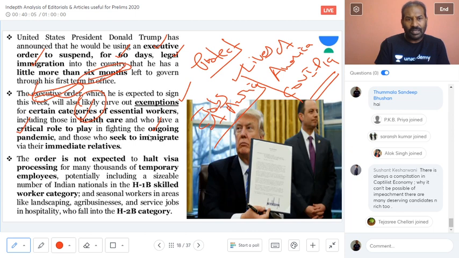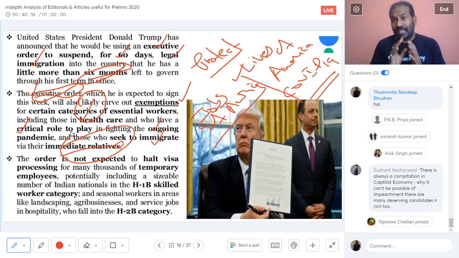They would be exempted, and those also seeking immigration via immediate relatives, that means essential workers who are also seeking it, would be exempted.